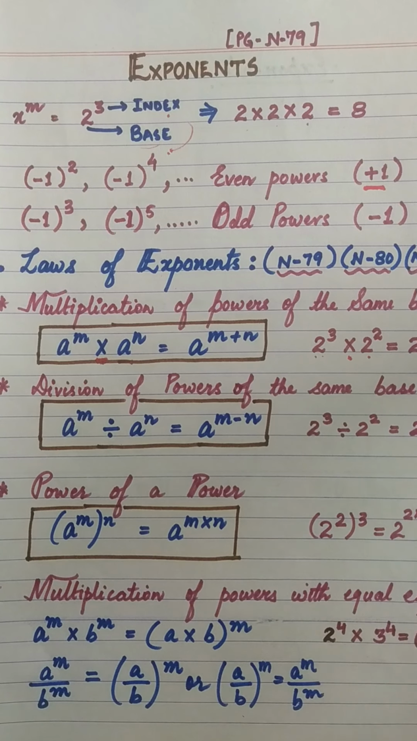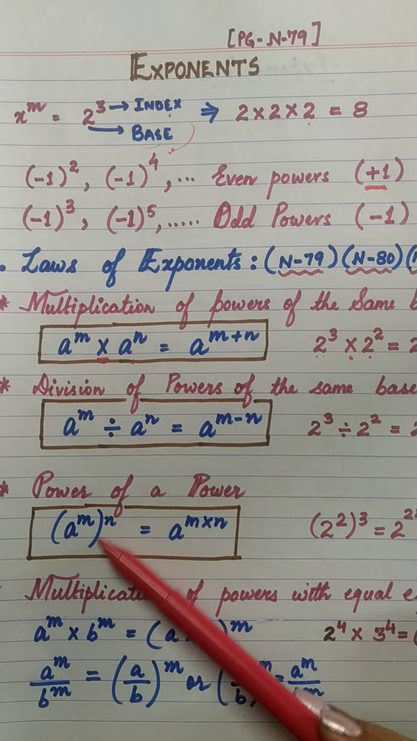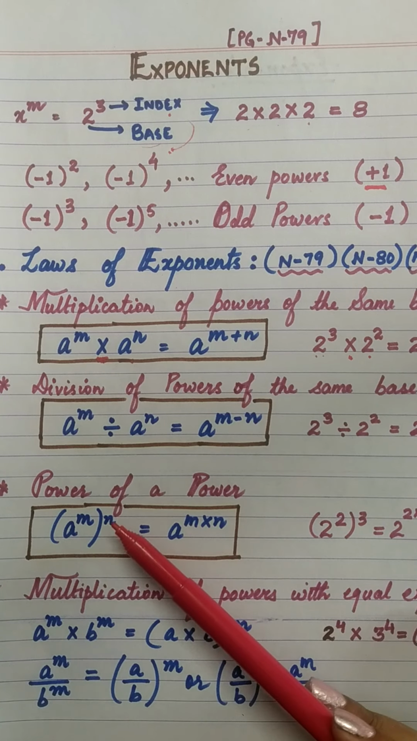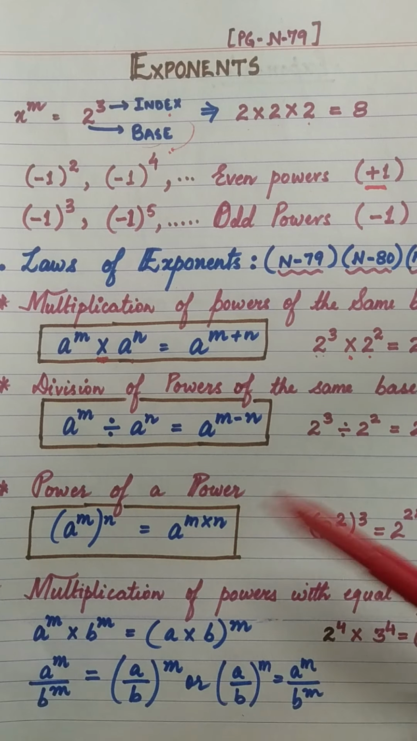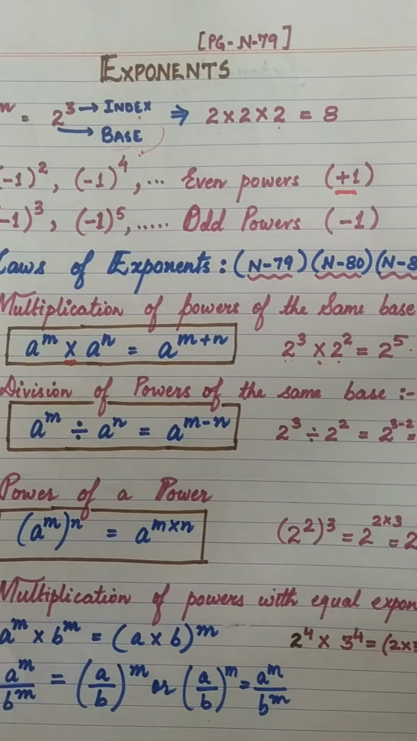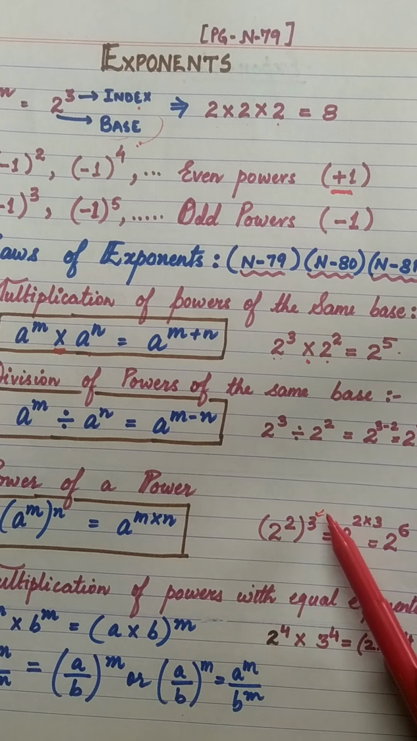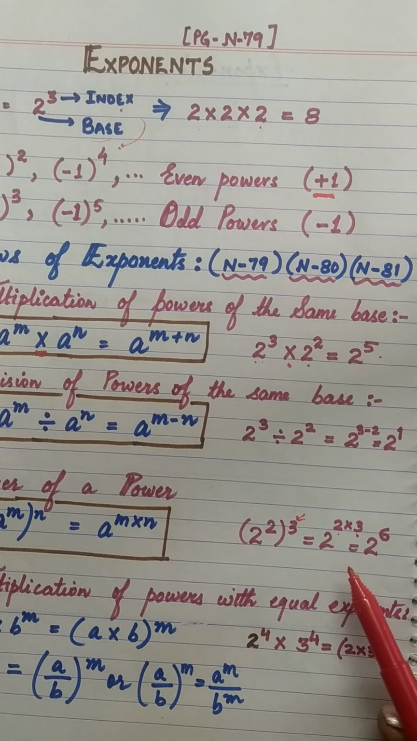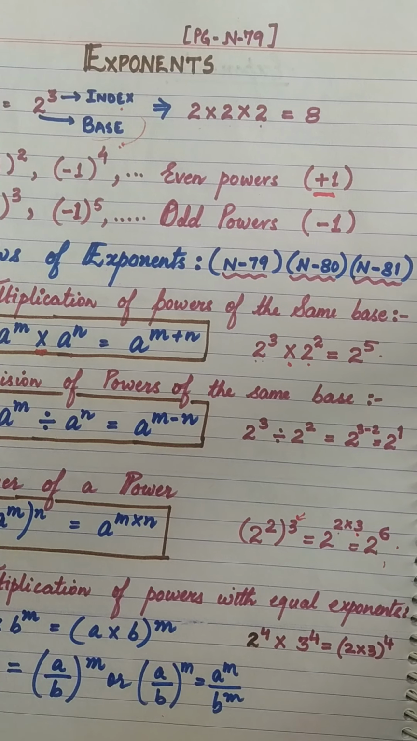Third law says power of a power. That means a to the power m whole to the power n. There is a power outside the bracket. In that case, it will be a to the power m into n. The powers will be multiplied. For example, 2 to the power 2, there is a 3 outside. 3 is in the power outside. So, both the powers are multiplied, 2 to the power 3 into 2, and we got the resultant as 2 to the power 6.